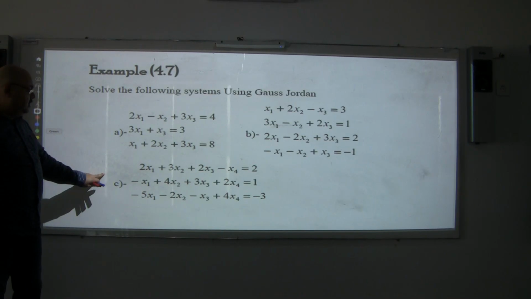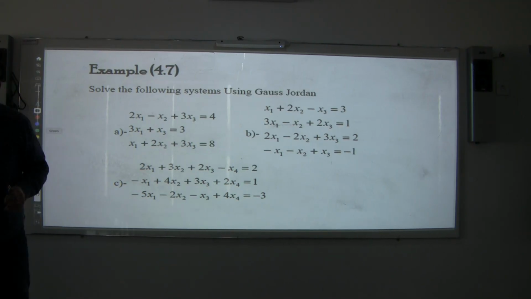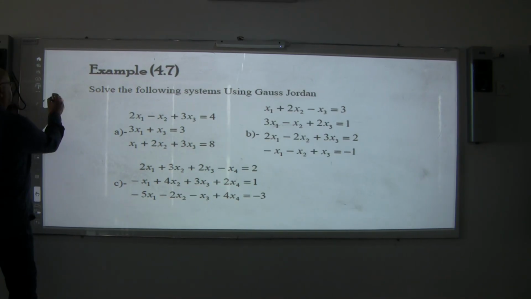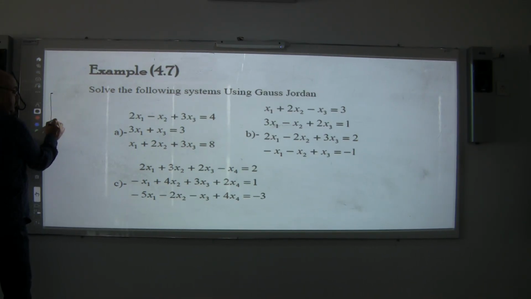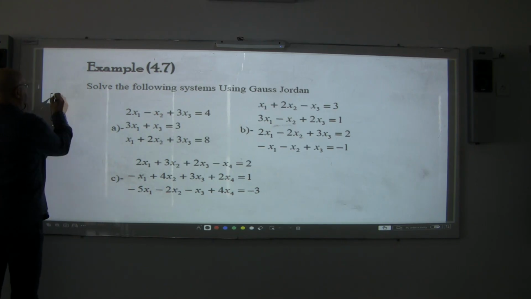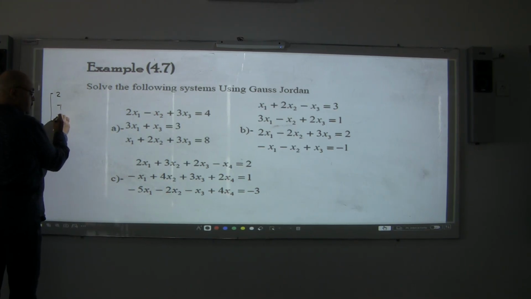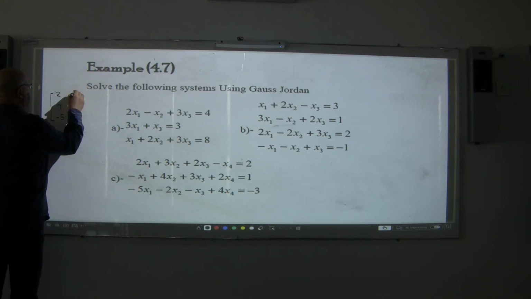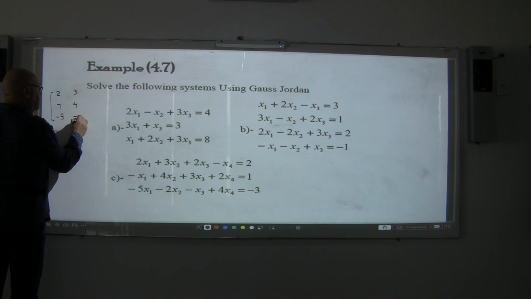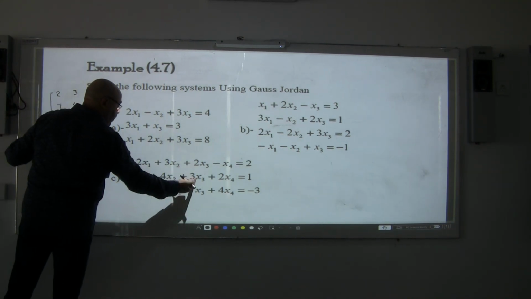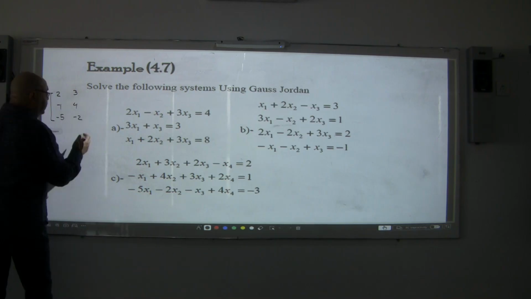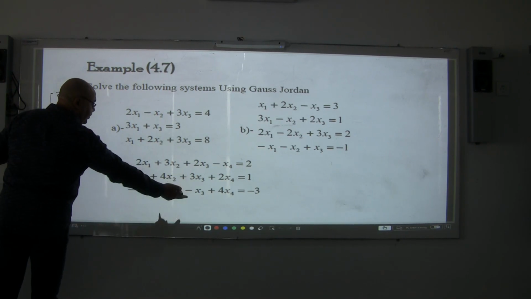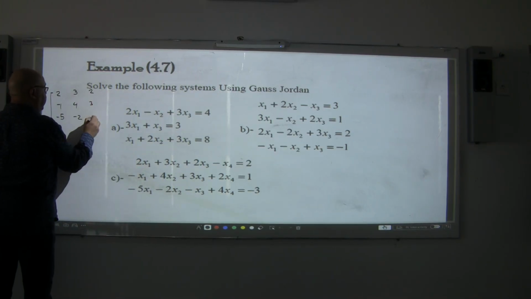The last system which is system number 3. حد يمليني system number 3. اوكي. once more عشان نحله تاني مع بعض. 2, negative 1 and negative 5. Okay, 3, positive 4, negative 2. اللي بعديه 2, 3 and negative 1. Am I right? 2, 3 and the negative 1.